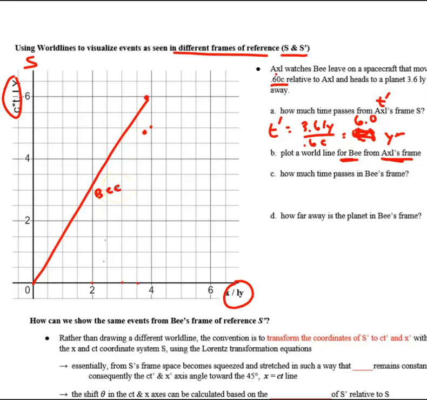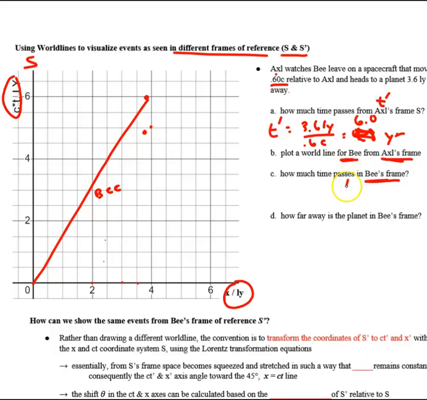Now, what does B see instead? Well, we can do our standard Lorentzian transformations and use a time dilation, which we'll do here. But later on, which I'm not going to have time in this tutorial, we're going to show how this can be done by changing the grid. So we can ask how much time passes from B's frame. Well, it's not going to be the 6 years because she's moving relative to Axel. Axel is in the rest frame.